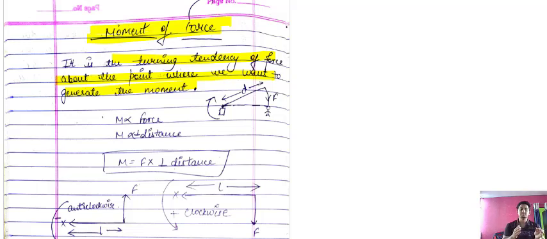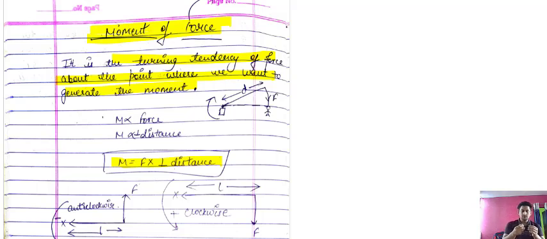So moment of force is the turning tendency of that force about the point where we want to generate the moment. Basically the moment of force depends upon this length and the amount of force we are applying. It is given by the product of force and perpendicular distance.